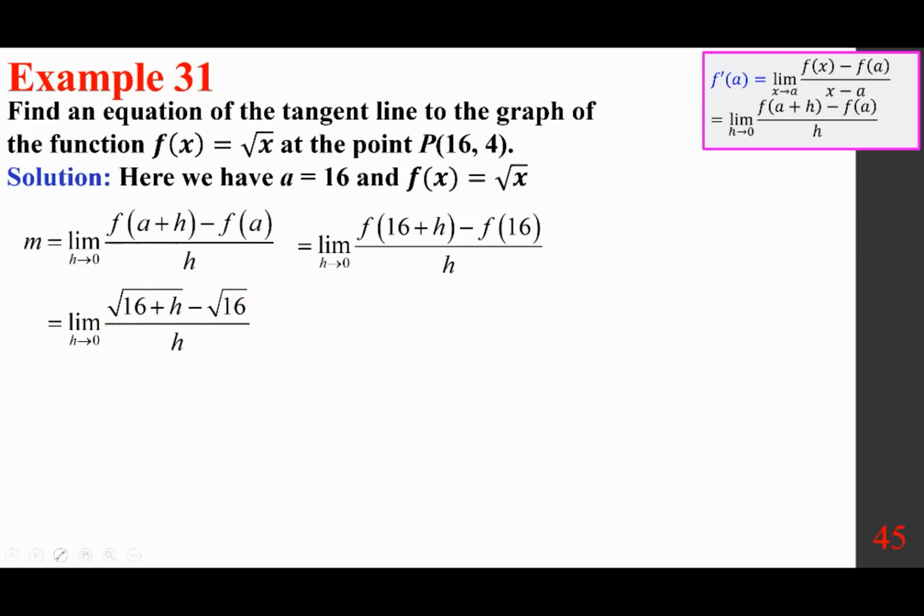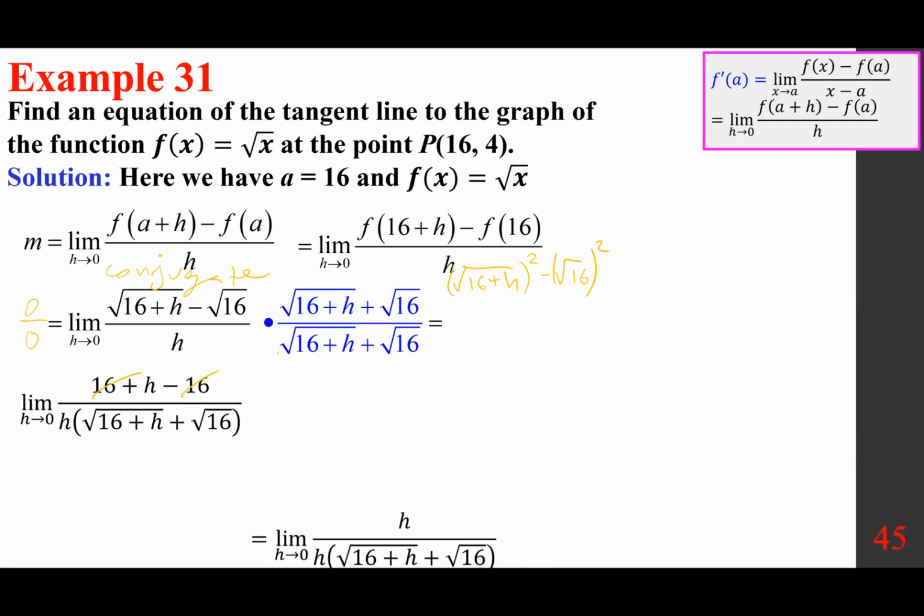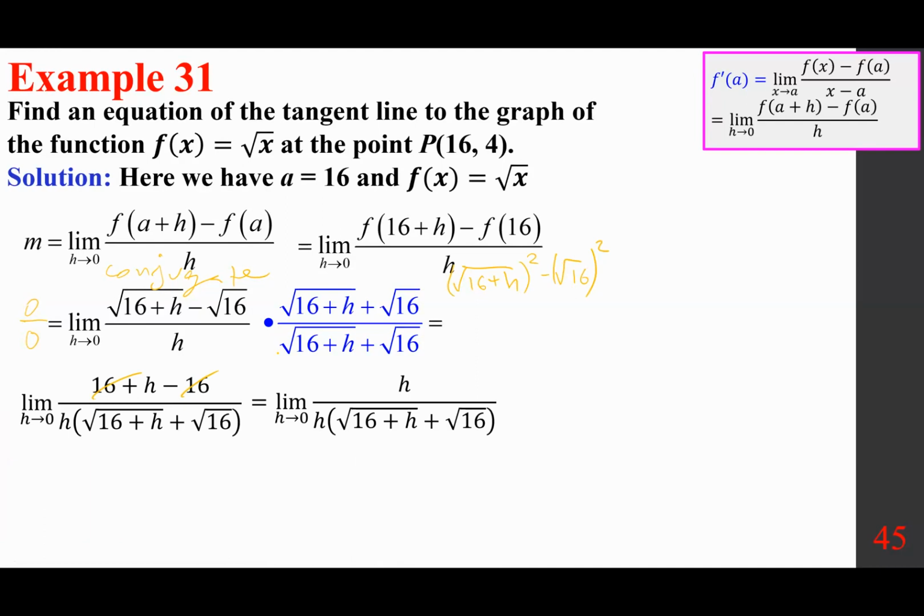No matter what, at this point, you should recognize it's 0 over 0. And the technique is the conjugate. So multiply by the same thing with the plus sign and divide by it. These two don't change. But remember, this is now a squared minus b squared. This comes out minus this comes out. So what you are looking at, the result here is this for the numerator. And so 16 and minus 16 cancel each other. The numerator has h, which cancels out the h in the denominator.